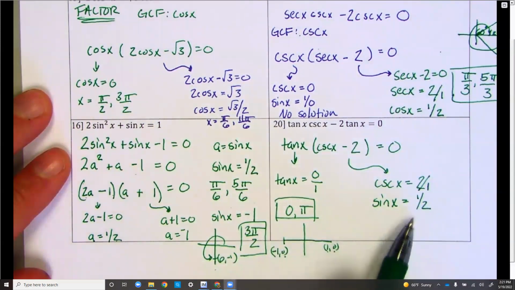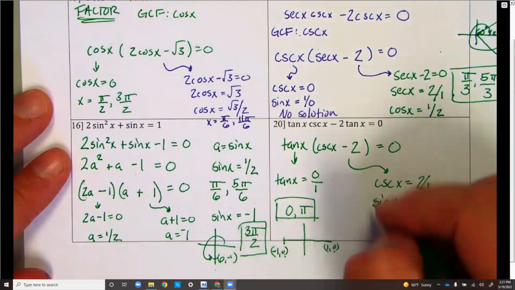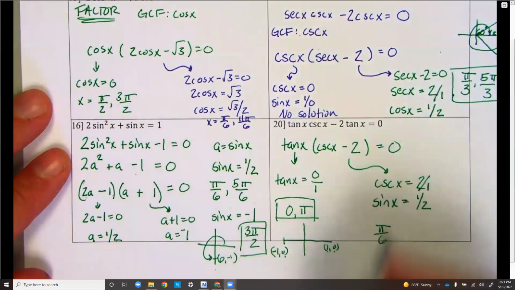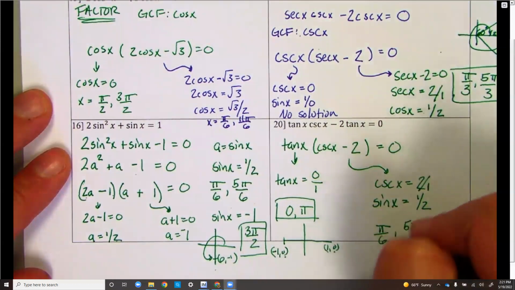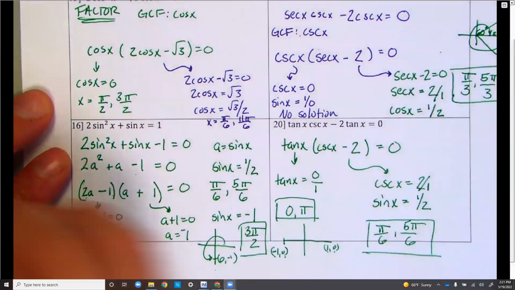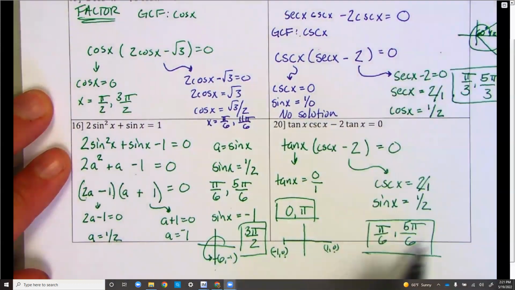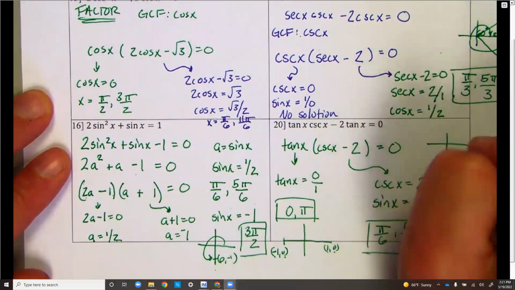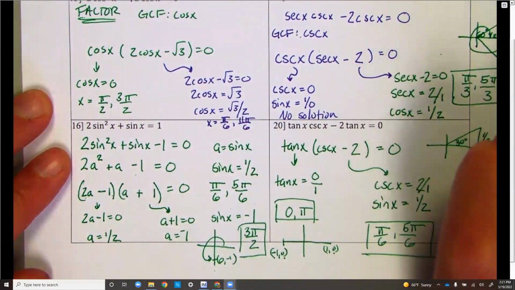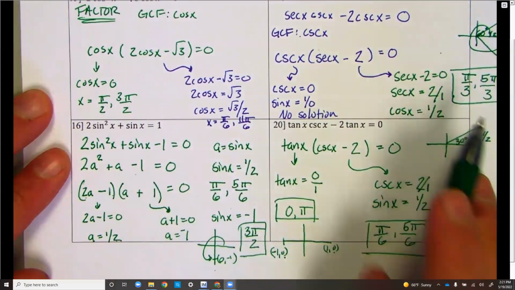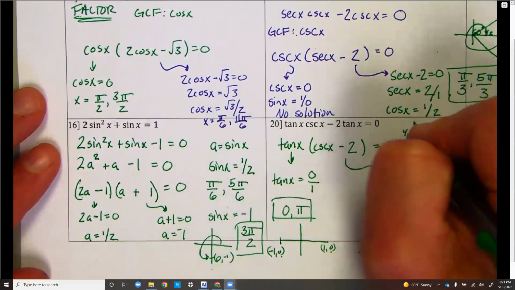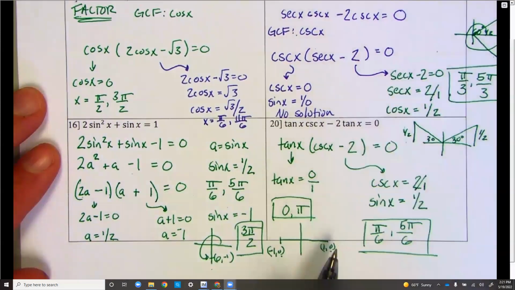What angle is opposite of 1/2? That's 30 degrees. So I'll write it as pi over 6, and 30 degrees in the second quadrant as well. It's 5 pi over 6. Why is the answer both of those? Here's a 30-degree angle, and opposite is up, so positive 1/2. Here's another 30-degree angle that's opposite is up, so that's also 1/2.